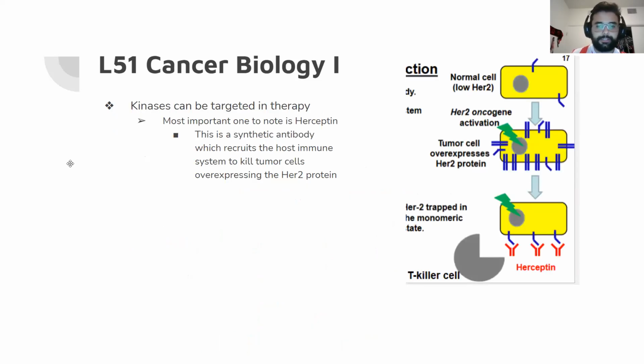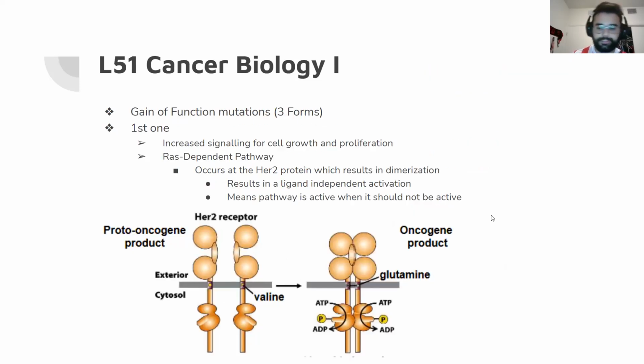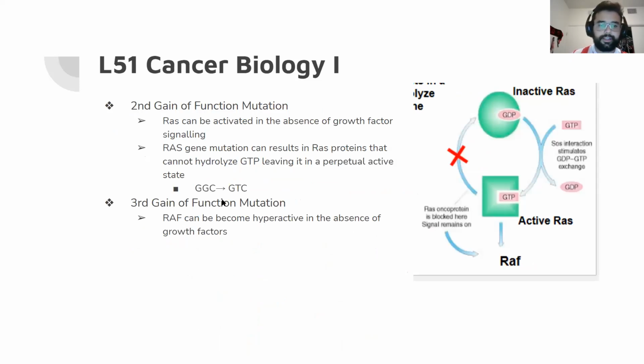Kinases can also be a target in therapy against cancer. The most important one to note is Herceptin. This is a synthetic antibody which recruits the host immune cells to kill tumor cells that overexpress this HER2 receptor protein.